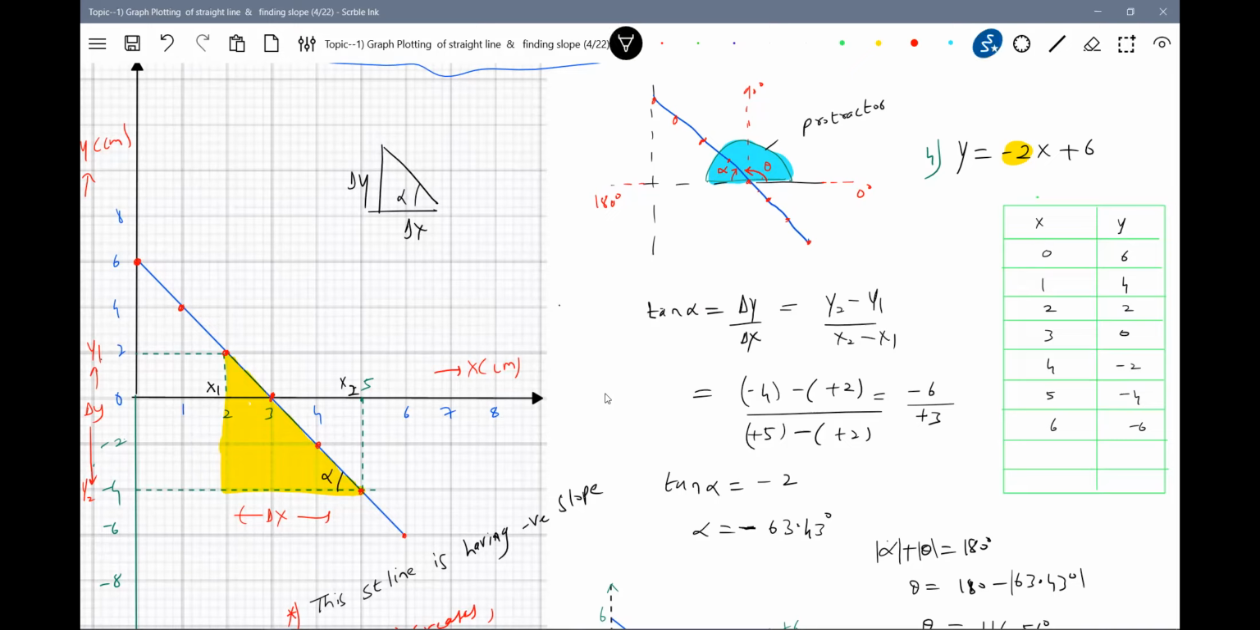Able to understand? So this will be a very simplified one. Measure alpha, then take the calculator or the log table, tan of that angle. That should be the slope here.